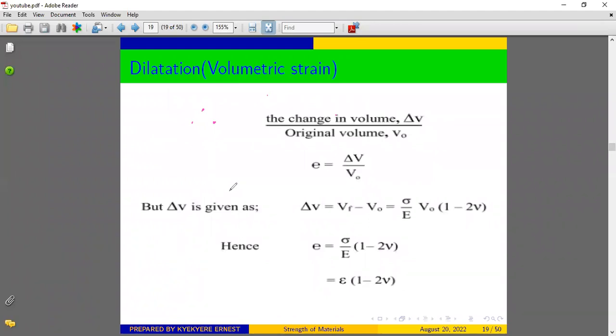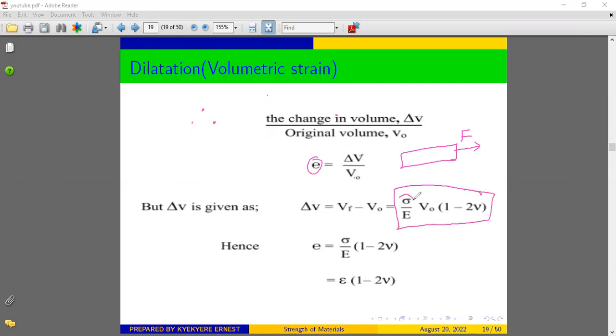So this is what has already been explained. We said that the dilatation, or volumetric strain, is the change in volume over the original volume, and it is given by the formula which we expressed there. But in this case, let's take it that we have a body with force applied in only one direction. Then our volumetric strain reduces to this formula.